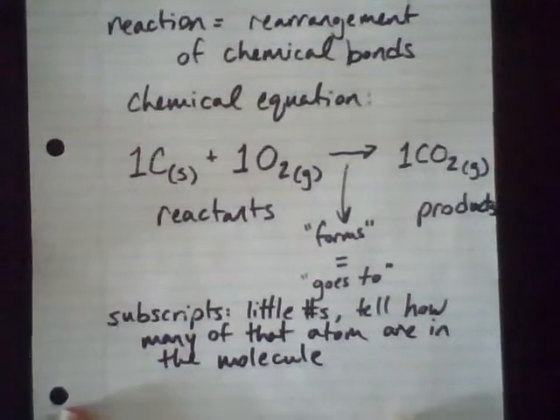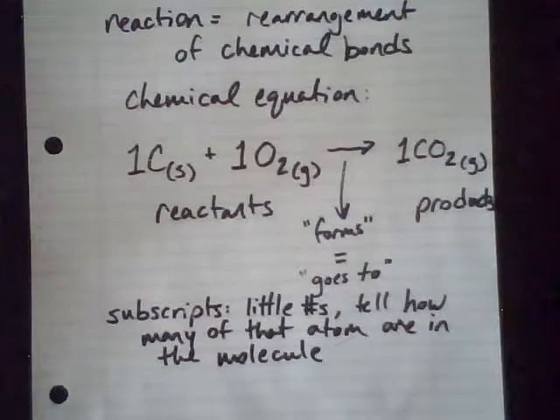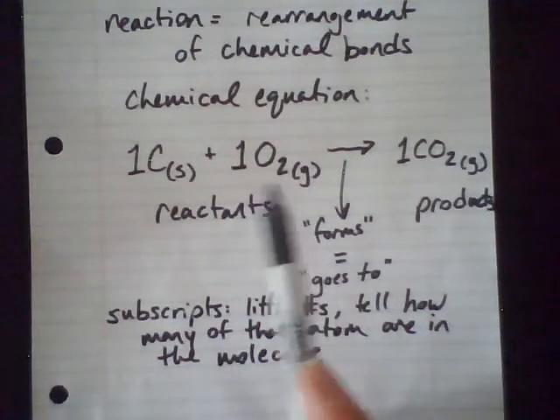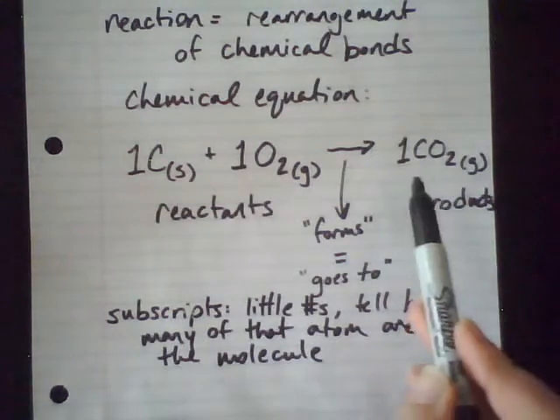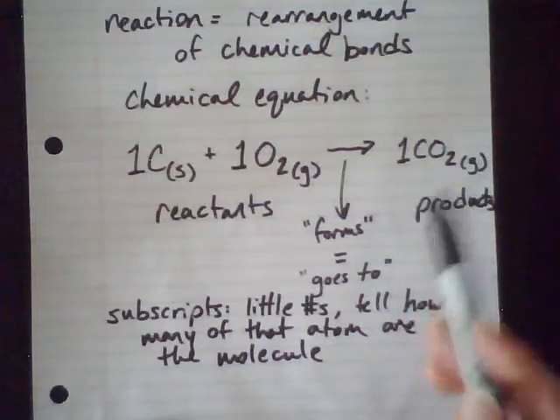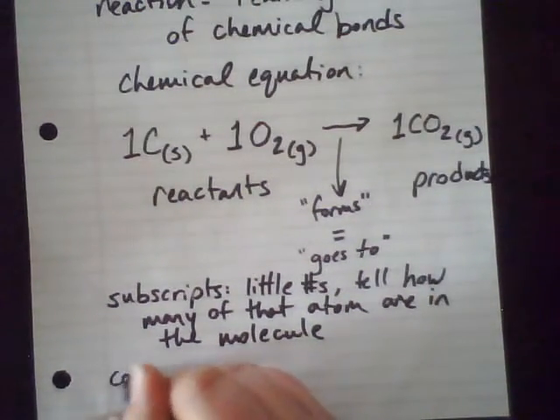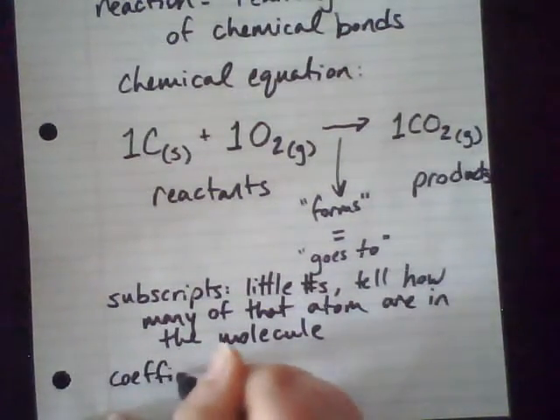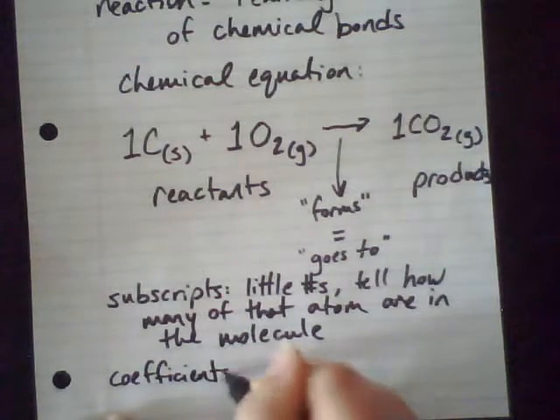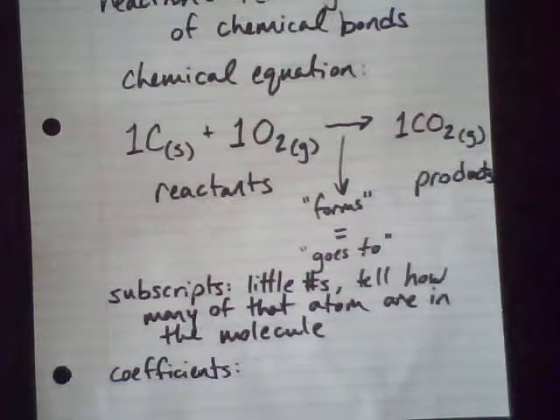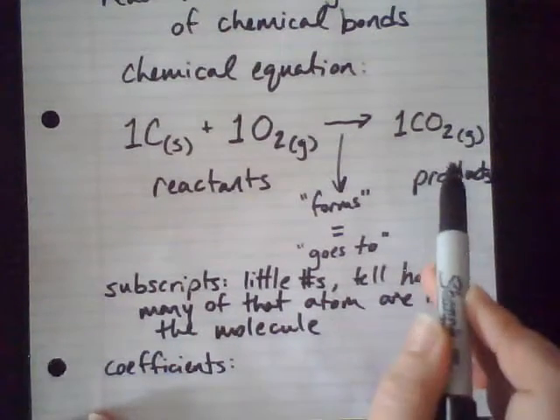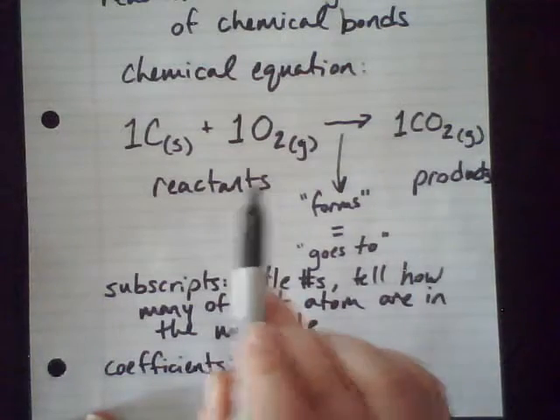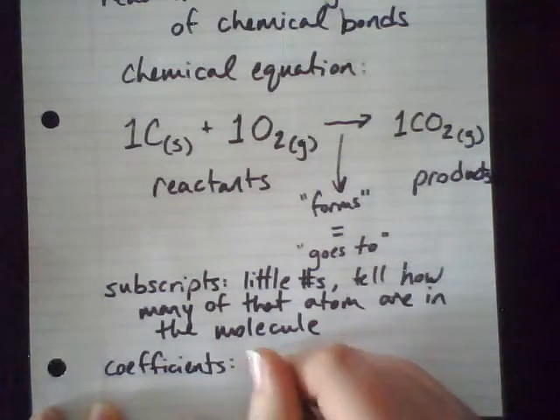Okay, so those subscripts are the little numbers that tell how many of that atom are in the molecule, 2 of my oxygens. Now these bigger numbers out front, so the ones, they're all ones in this case, are called coefficients. Coefficients are the ones that give you information about how many of each of these individual things are reacting or forming within this particular reaction.